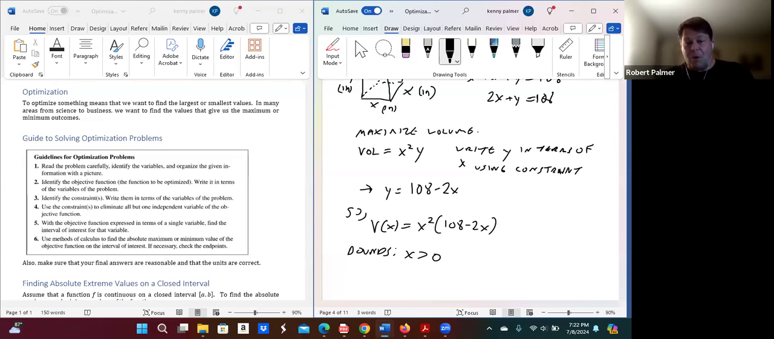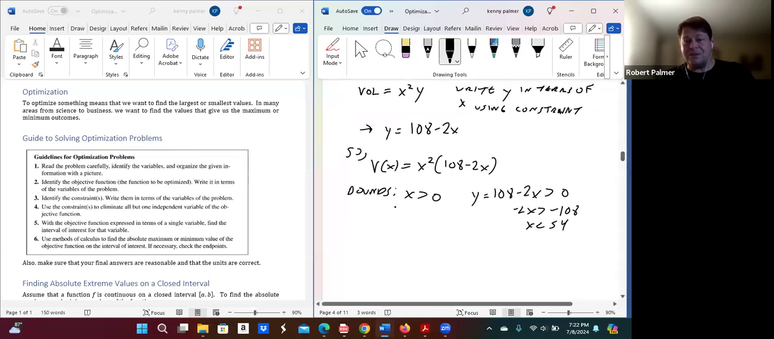The bounds on y. Well, y is this, which is 108 minus 2x, and that has got to be also greater than 0. And so we solve this inequality. We have minus 2x is greater than negative 108. And so x is going to be less than 54. Okay, so those are our bounds. So x can range anywhere from 0 to 54, but not actually including those. If it does include those, then we actually have no box.